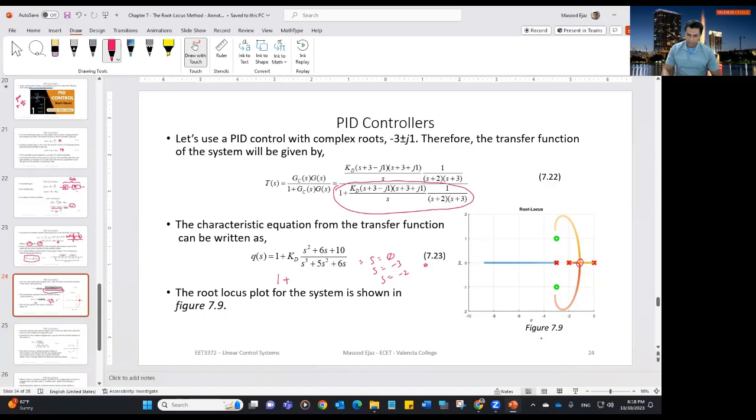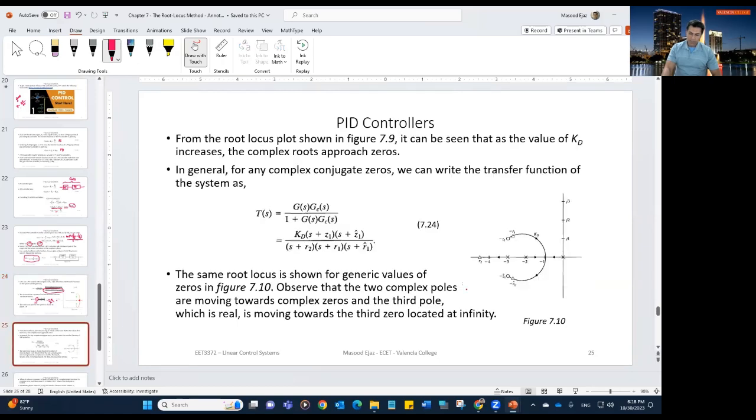So why are we doing this? Again, we are changing different values of KD, which is the derivative gain, and we are trying to see what value of KD is going to produce our desired roots for the desired output. And what is the desired output? It's going to come in a little bit.